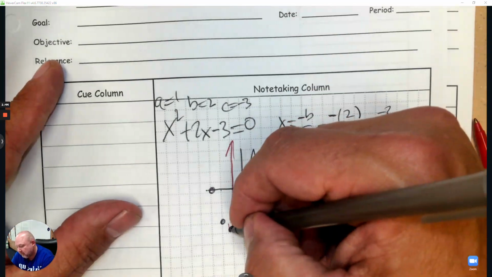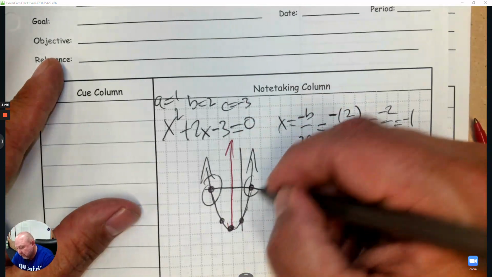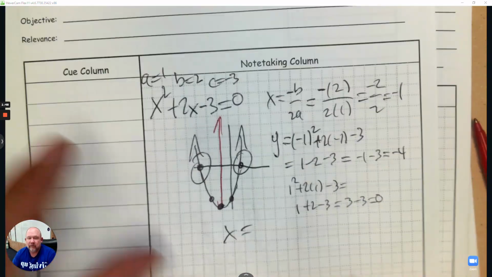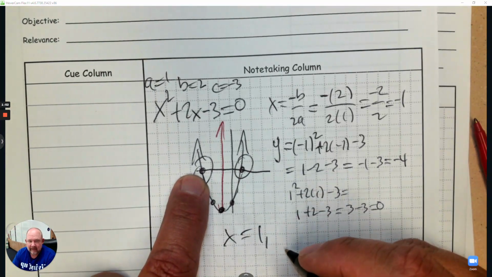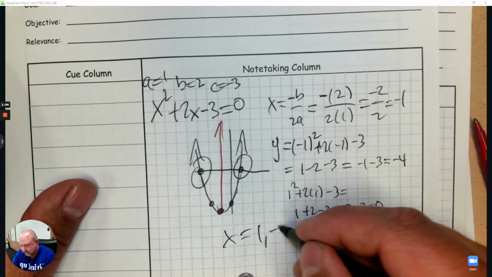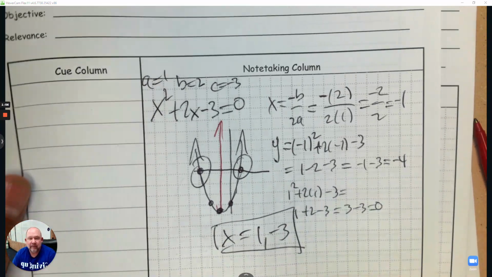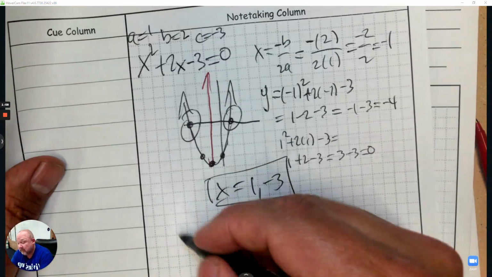And the whole point was to draw this: what are those two numbers? Those are my answers, my solutions. So that answer is positive 1, and that answer is negative 3. So we can solve this by graphing. Look at another example.